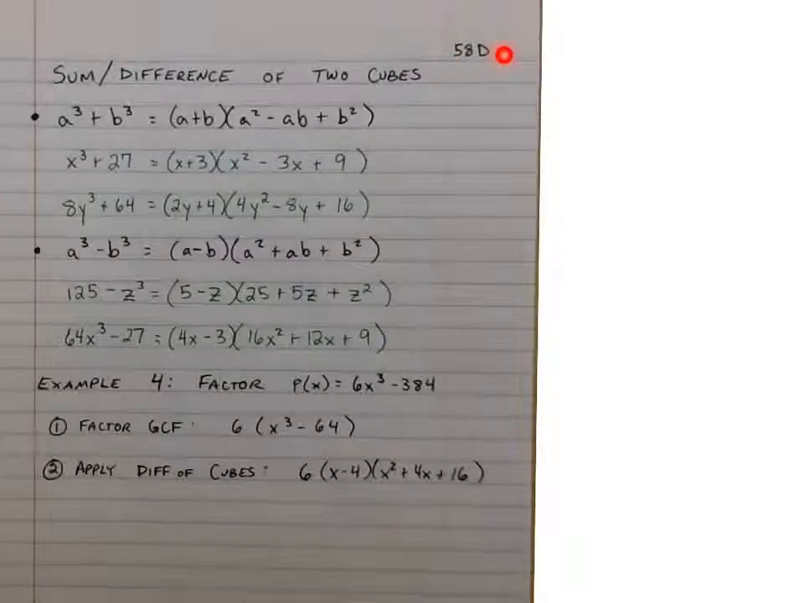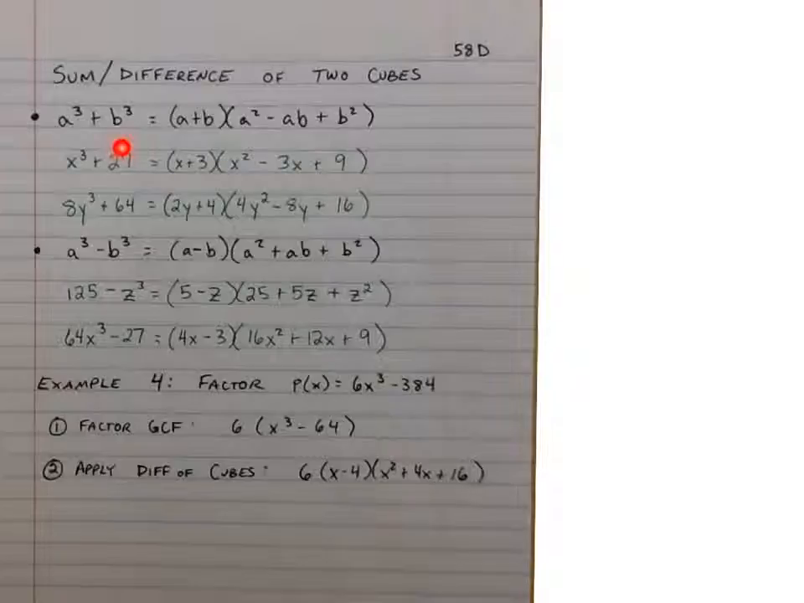Another type of factoring that we have is the sum or difference of 2 cubes. The algebraic general form is a to the third plus b to the third is equal to a plus b times the quantity a squared minus ab plus b squared. So this is used when you have 2 perfect cubes. I've shown 2 examples here. In this case, a is x, and in this case, b is 3, because 3 to the third is 27.